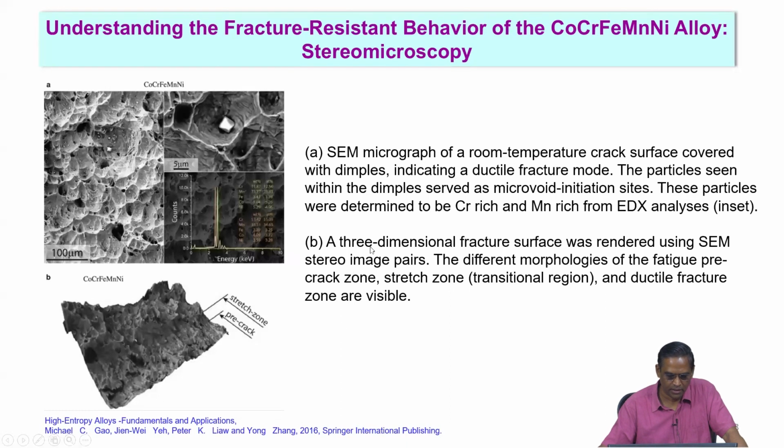And you have this three-dimensional fracture surface rendered by using SEM stereo image pairs. You can generate stereo image pairs in SEM software. Okay. The different morphologies of the fatigue pre-crack zone. So you have three different regions here. So 1, 2, and then 3. The first zone is a pre-crack zone, and then the second zone is a little darker, that is a stretch zone, and then finally the ductile fracture zone, you can say that.